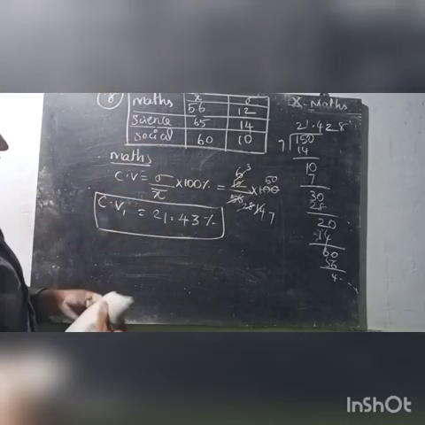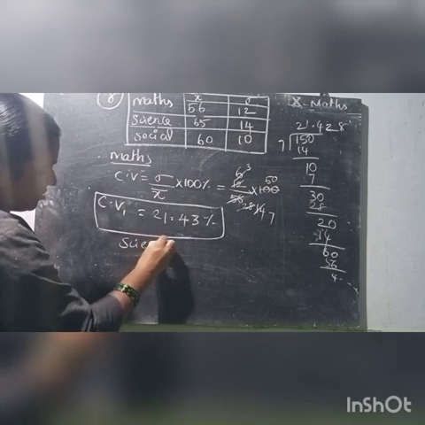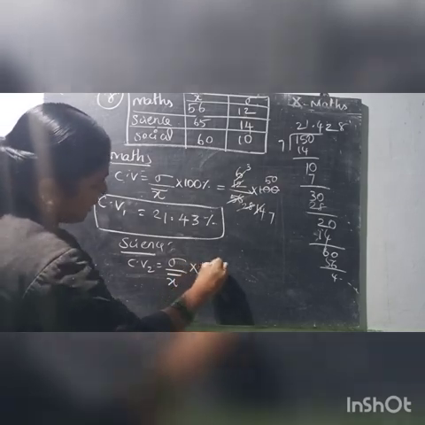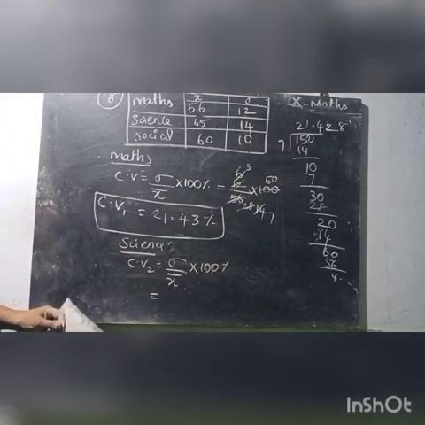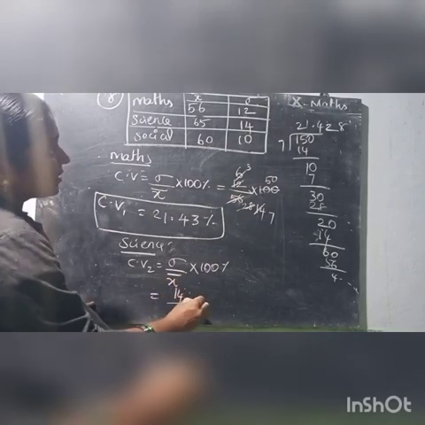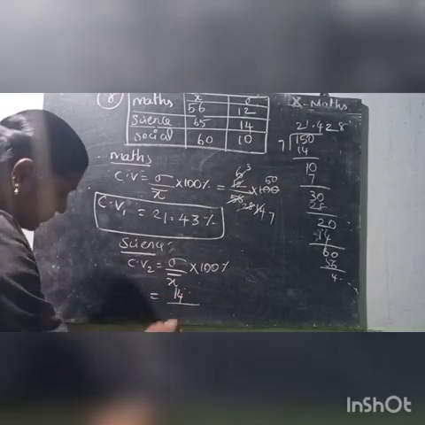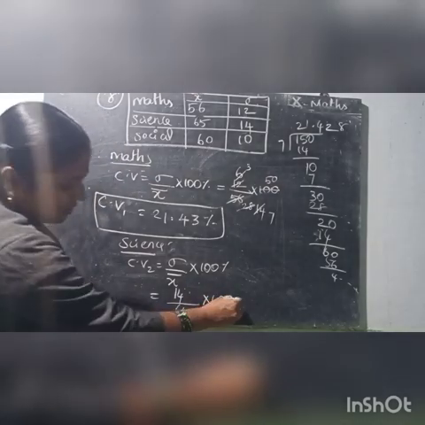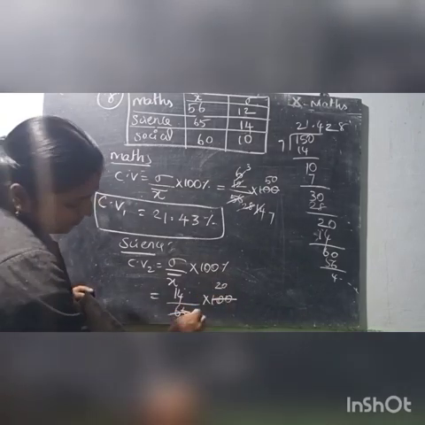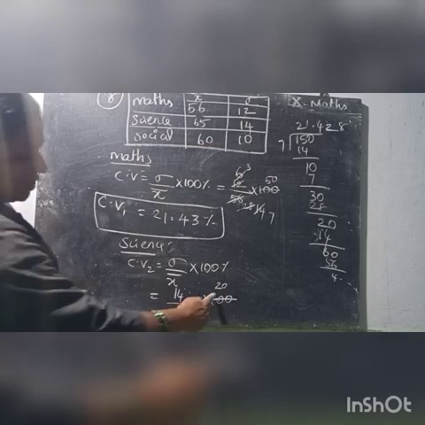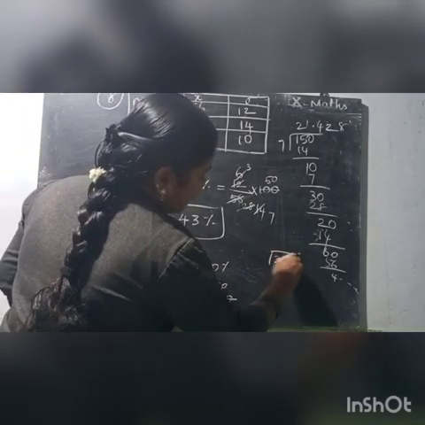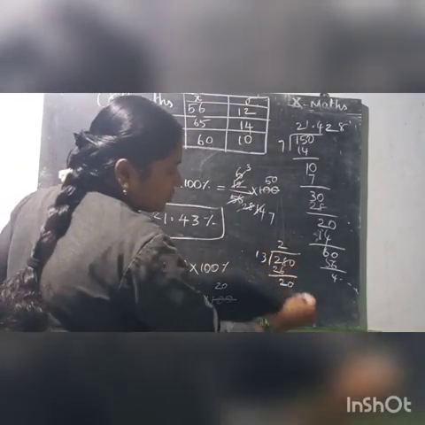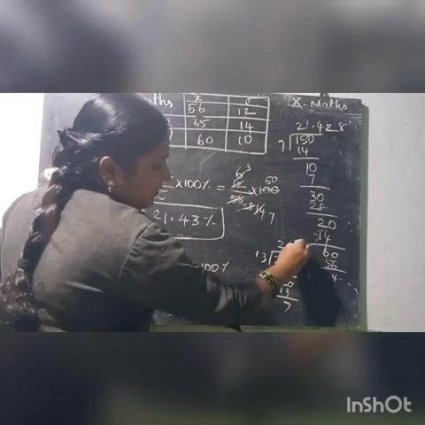Next we will calculate for science. Coefficient of variation 2 equals standard deviation by x bar into 100 percentage. Standard deviation value is 14. So 14 by x bar value 65 into 100. Now we cancel by the 5 table: 20 times, so this is 13 times. Now 14 into 20 is 280. So 280 divided by 13. 2 times 26, balance 2. So in 21, 1 times 13, balance 7, keep decimal.